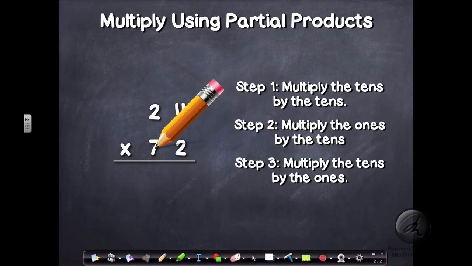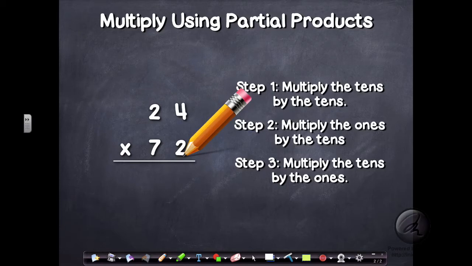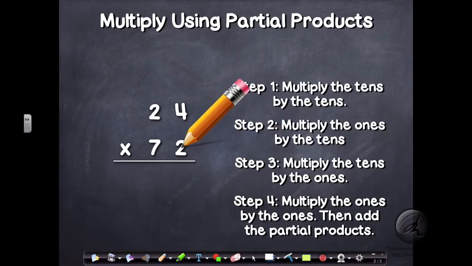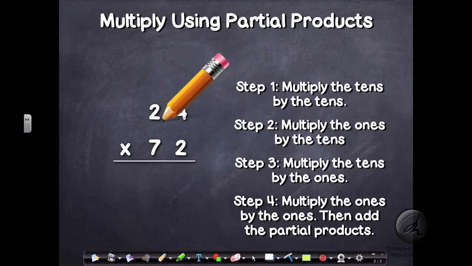Step 3 is we're going to multiply the tens by the ones, so we're going to move back out here to the tens and multiply it by the ones. And then our last step is that we're going to multiply the ones by the ones, and then we're going to add up all of those partial products. Now it might seem like a lot of steps and a little confusing right now, but when we actually go through the process, it'll seem a little bit easier. So let's start multiplying and see what we come up with.